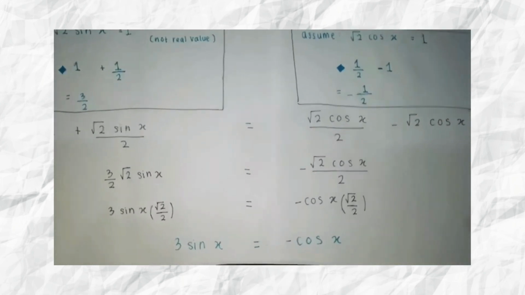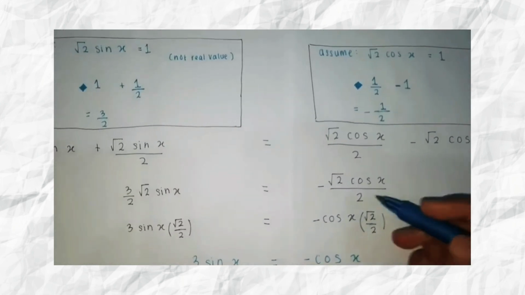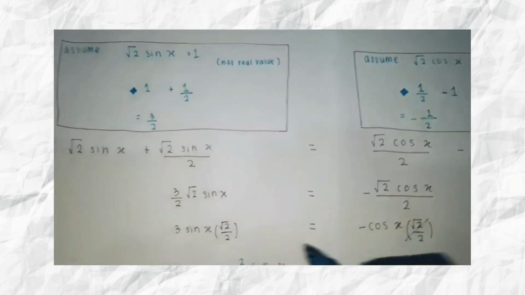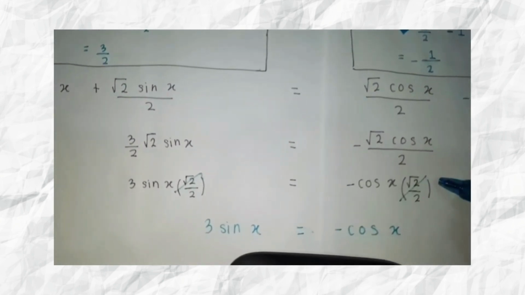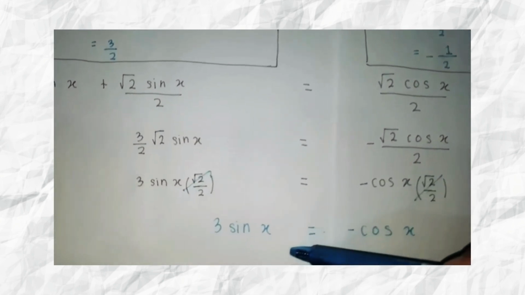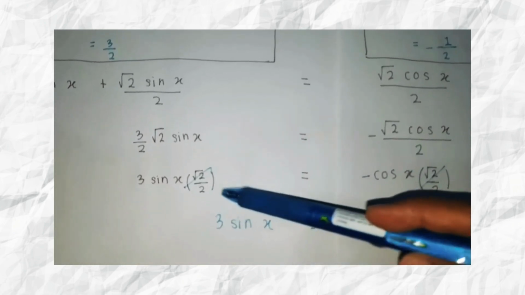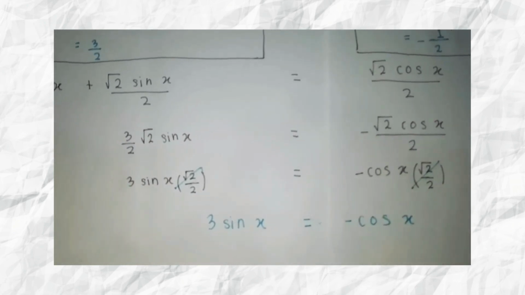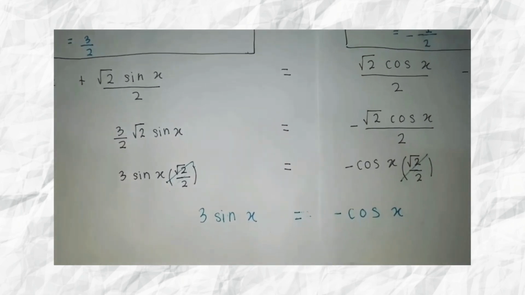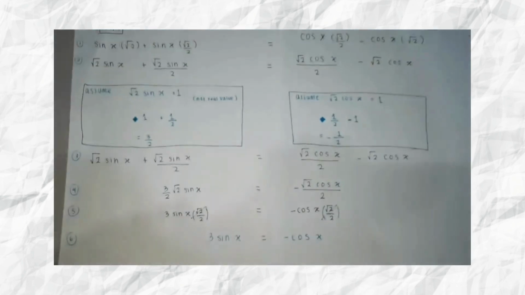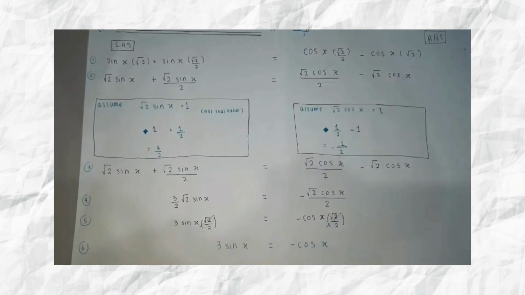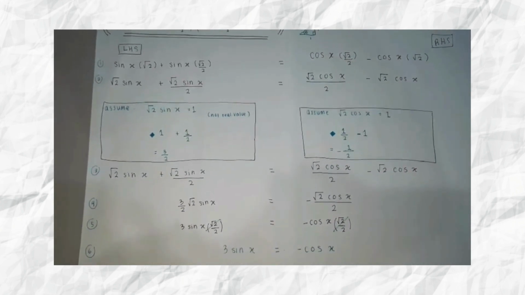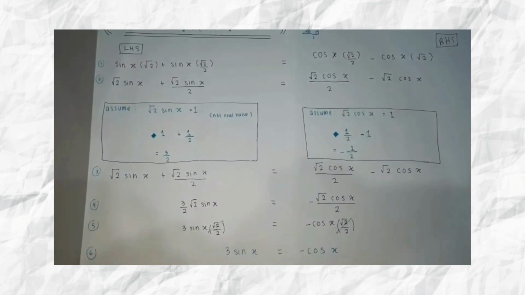So after that, we could cancel it. Just cancel it. After cancelling, we get this equation where we got 3 sin x equal to negative cos x. So that's my explanation. For the next explanation, I will give it to my another teammate.